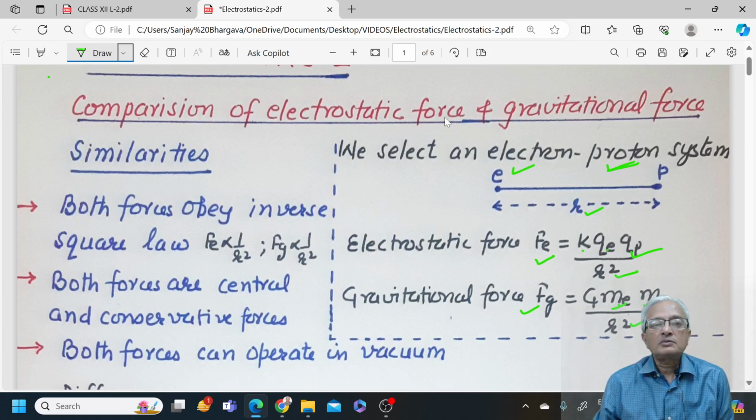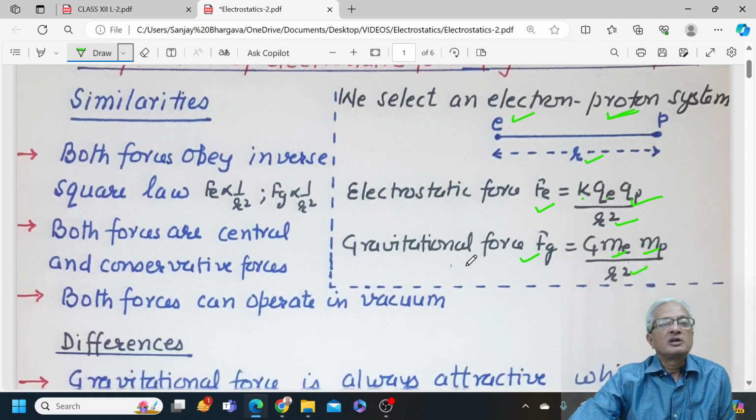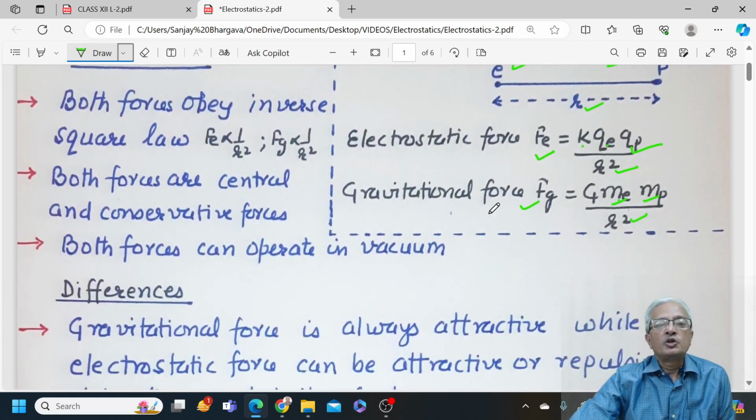Now, what are we supposed to do? We are supposed to find out what are the similarities and what are the differences between gravitational force and the electrostatic force. When it comes to similarities, you can see from the two equations, both forces obey inverse square law. Electrical force is proportional to 1 upon r square, gravitational force is proportional to 1 upon r square.